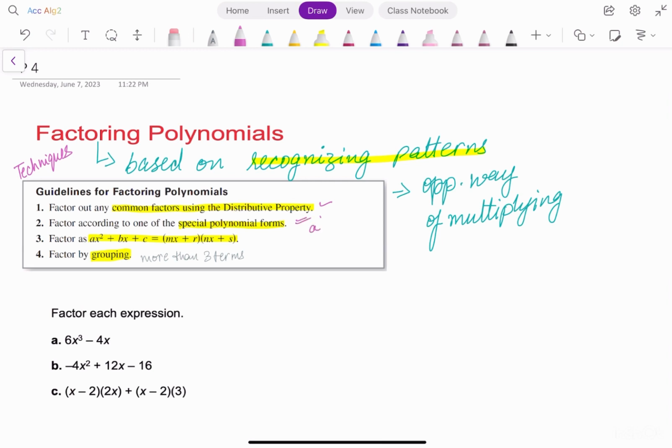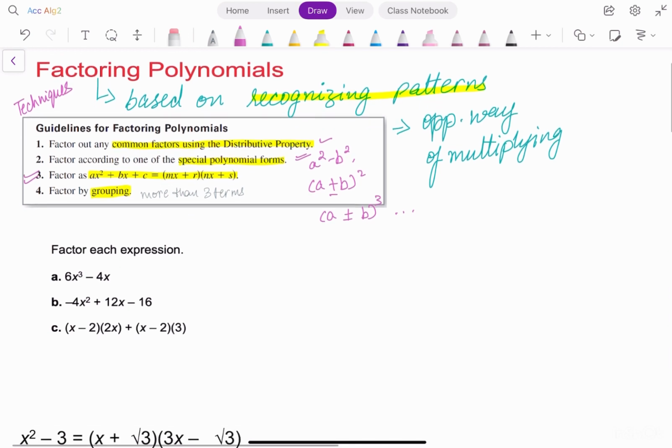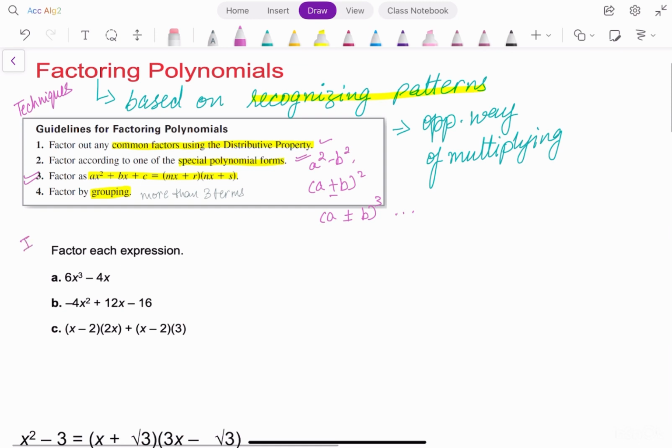Then special polynomials, for example, a squared minus b squared, or the square of the binomial, cube of the binomial, or traditionally factoring the quadratic equation. There are 5 different ways to solve the quadratic equation. We will just give an overview of factoring the quadratic, and lastly by grouping. Grouping is involved when we have more than 3 terms, basically 4 terms.